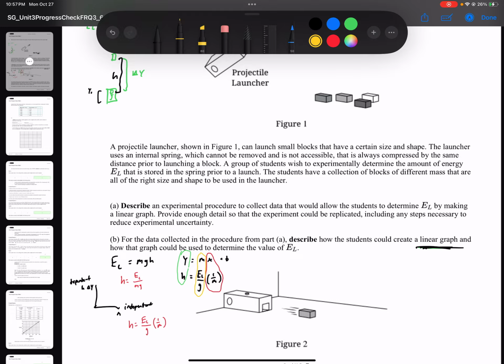So I specified it. Dependent variable is the height. Independent variable is the mass of the block. And then to get the energy of the launcher, I'm going to take the slope. The slope is something you're going to get from your graph. So you know that the slope is equal to the energy of the launcher divided by gravity. If you want to find the energy of your launcher, just take the slope times the acceleration due to gravity. And that's it.